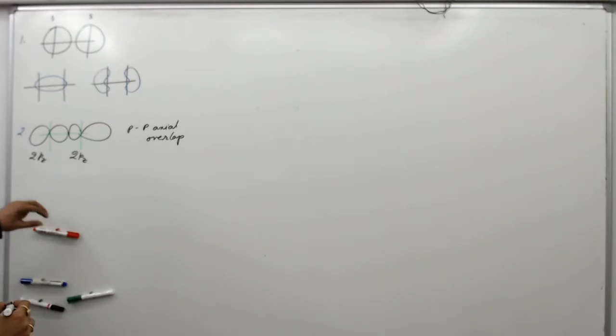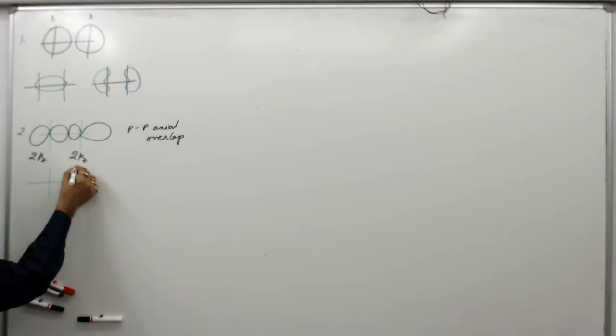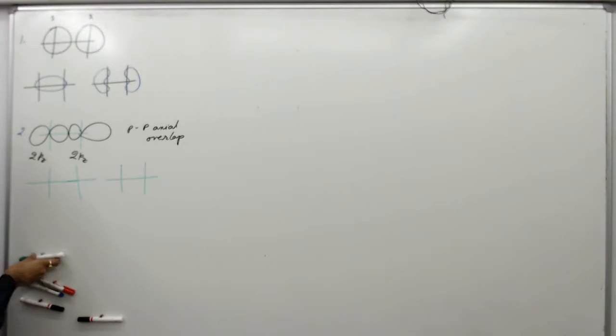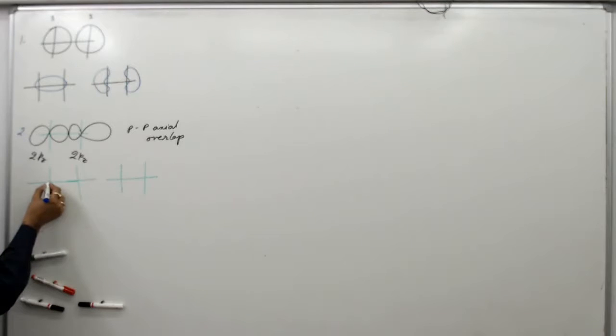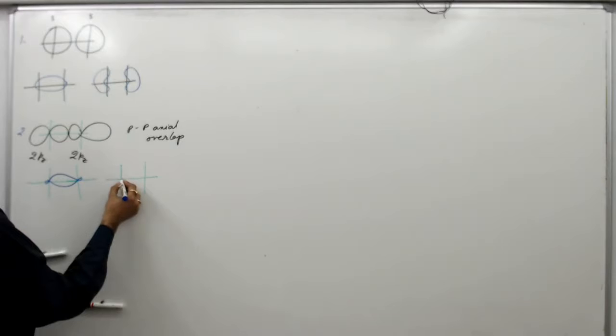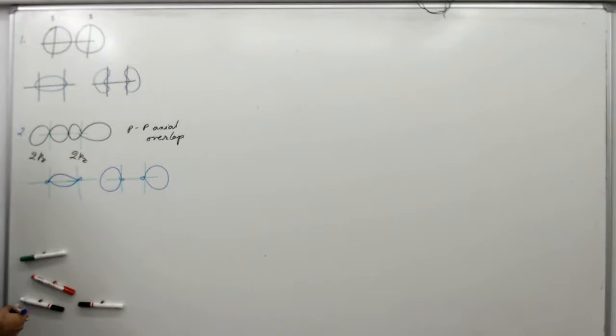Now these two orbitals, when they overlap, are obviously going to form two orbitals. When I talk about those two orbitals, one orbital would turn out to be like this. Another orbital is going to be like this. This is the pp axial overlap.